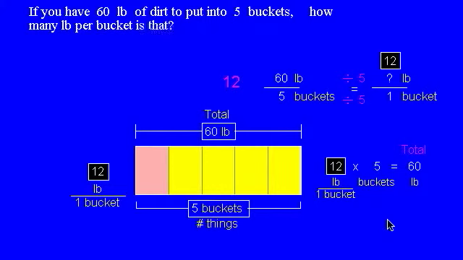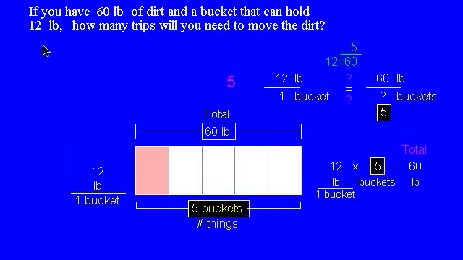And one way to analyze the problem is to set it up in a multiplication format. You have the value for one thing times the number of things is equal to the total, and see which of those you have numbers for. So 60 pounds here is the total, and 5 buckets is the number of things. So that tells you you're looking for this multiplier, the value for one thing.